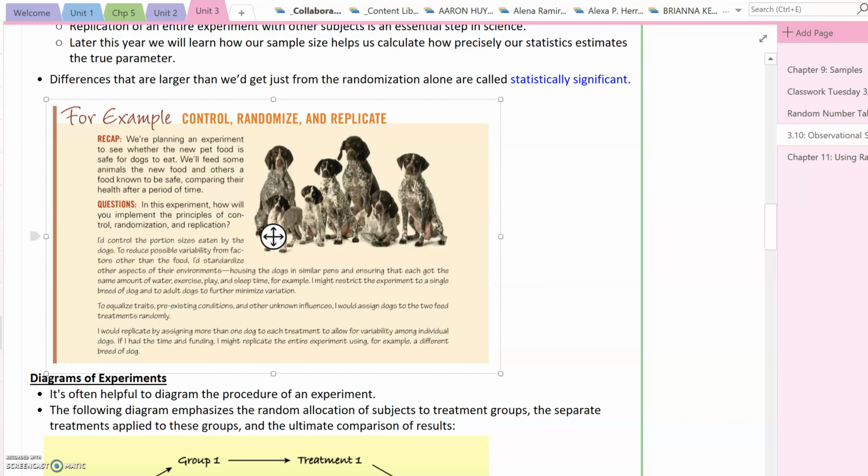And then finally, for replication, you'd want to do this on multiple dogs, right? And even potentially multiple breeds. That way you can make sure that your experiment can be replicated, that your conclusion that was drawn is valid, and that you are consistently getting mathematical results that back up your conclusion.